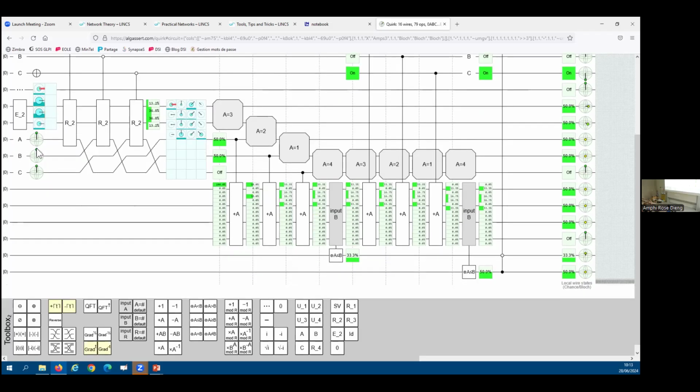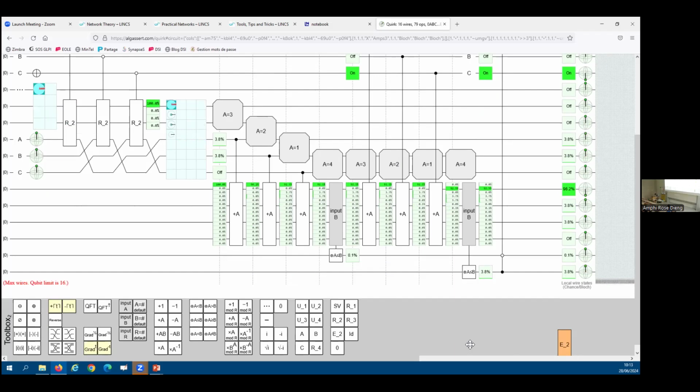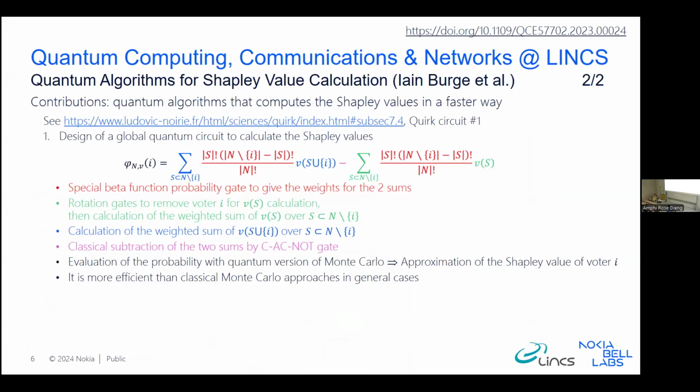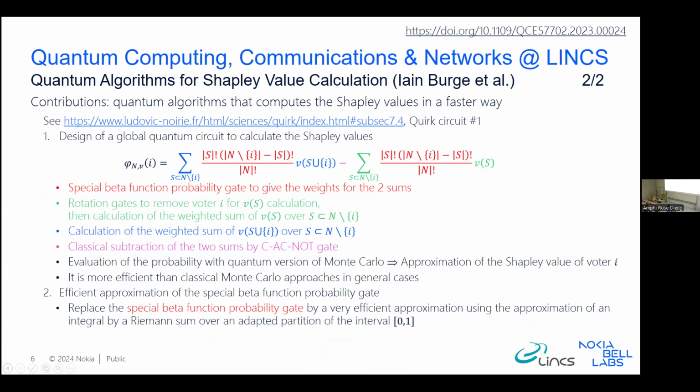But we can also have what Yain Birch and his co-authors did. They give a good approximation of that, which simplifies the calculation of this matrix, and this is using this one. The trick that they use corresponds to this matrix, and you see that for A it was 2/3. So here it's almost 1/6, it's a bit different, and here it's almost 2/3, a bit different, but this gives a very good approximation. And this is the second part of what they do. They give an efficient approximation of the special beta function probability gate by having some tricks. I will not go too much into the details. So there were these 2 contributions.